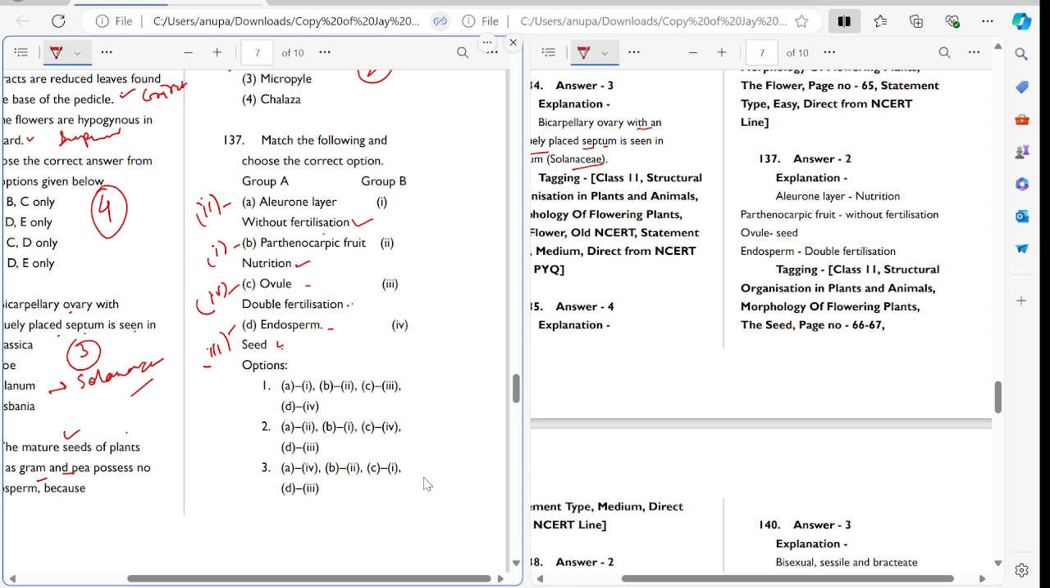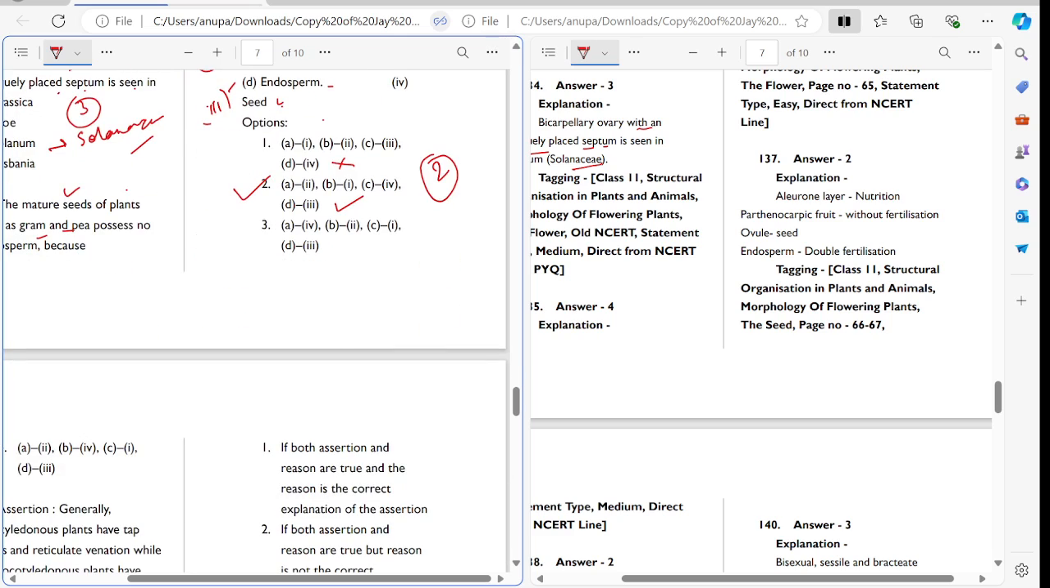Now let's match the options. In the first option, A matches with 1. This is wrong because A matches with 2. So this option could not be the right answer. In the second option, A matches with 2. This is correct. B matches with 1. This is also correct. C matches with 4. And D matches with 3. This option is correct. So the answer for this question will be option number 2.